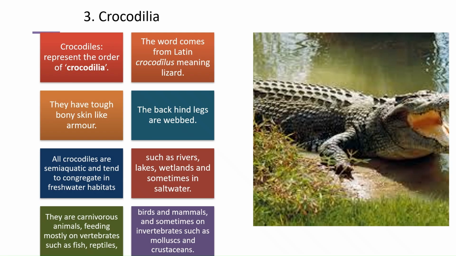All crocodiles are semi-aquatic and tend to congregate in freshwater habitats such as rivers, lakes, wetlands, and sometimes in salt water. They are carnivorous animals, feeding mostly on vertebrates such as fish, reptiles, birds, and mammals, and sometimes on invertebrates such as mollusks and crustaceans.